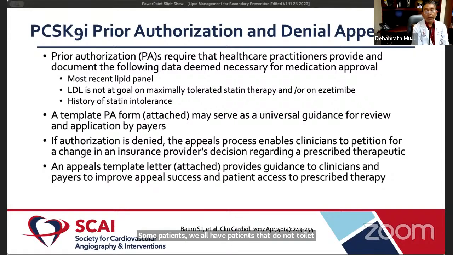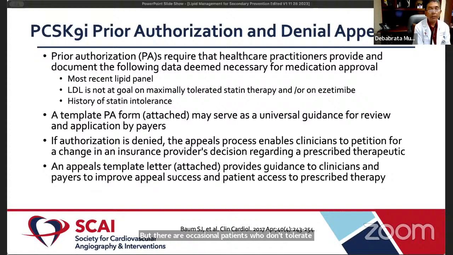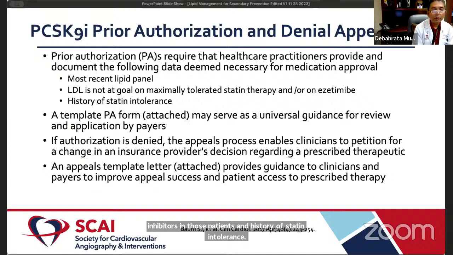But I want to emphasize, if they're not tolerating high intensity statin, even low dosage of moderate intensity statin is better than no statin. But there are occasional patients who don't tolerate anything, and certainly very reasonable to go to PCSK9 inhibitors in those patients. And history of statin intolerance, if they are not on maximally tolerated statin therapy.